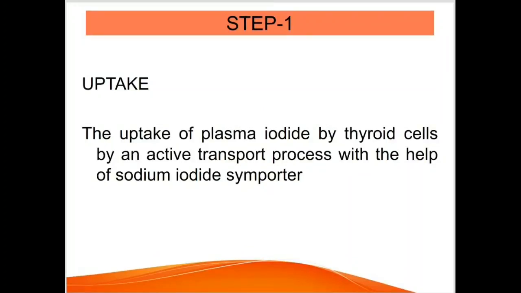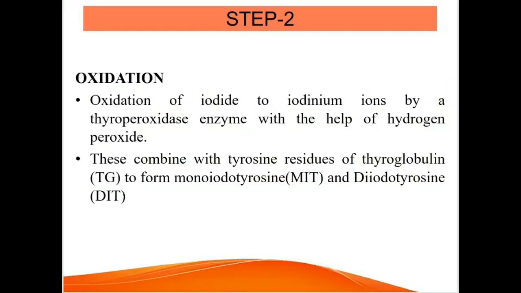The first step is uptake. Uptake means the uptake of iodine. The uptake of plasma iodide by thyroid cells by an active transport process with the help of sodium iodide symporter. Step 2, oxidation. Oxidation of iodide to iodinium ions by the thyroperoxidase enzyme with the help of hydrogen peroxide. These combine with tyrosine residues of thyroglobulin to form monoiodotyrosine and diiodotyrosine.